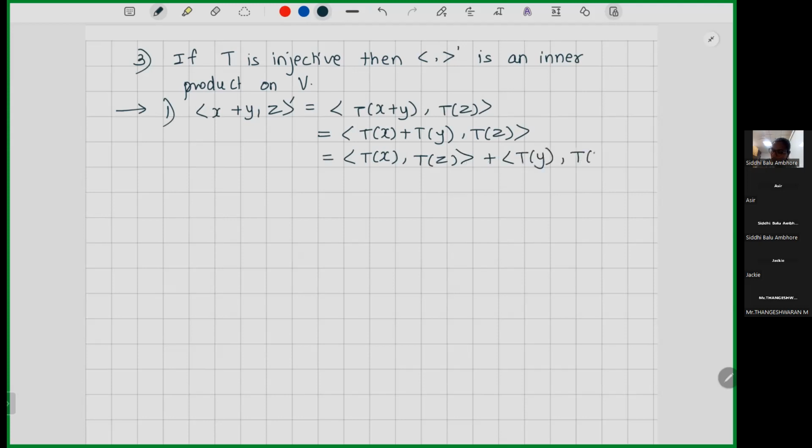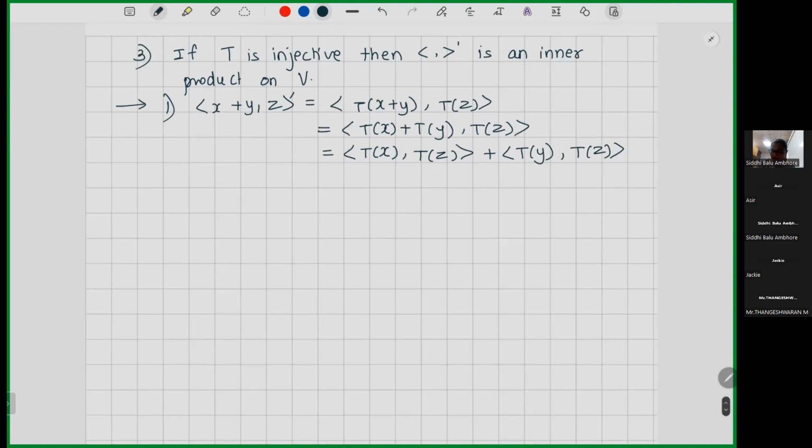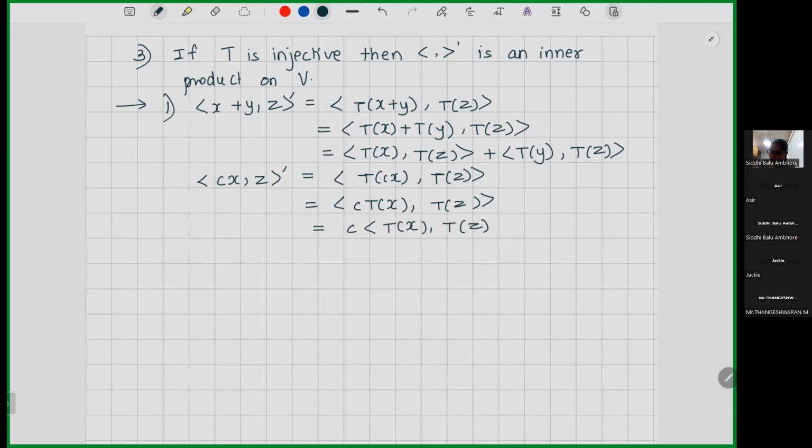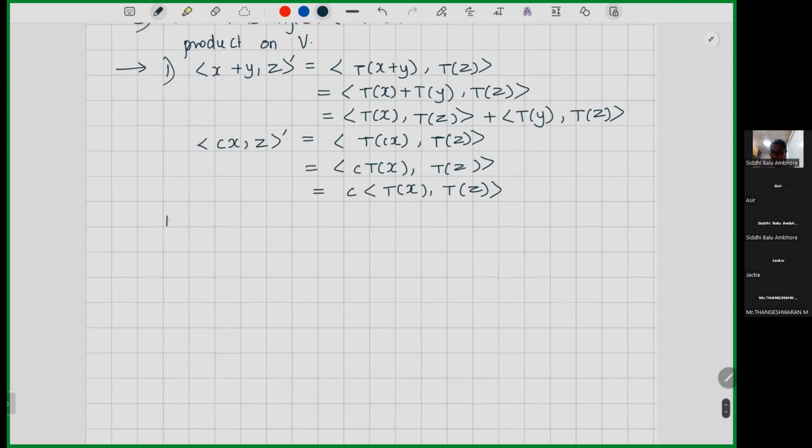Understand why these steps are following and what is the reason behind them. Or if I take this (Cx, z) dash, then this is T of Cx comma Tz, and then this is C times Tx, because T is a linear transformation. And because of linearity in the first coordinate for the inner product in W, we have this. So the linearity is satisfied in the first coordinate.